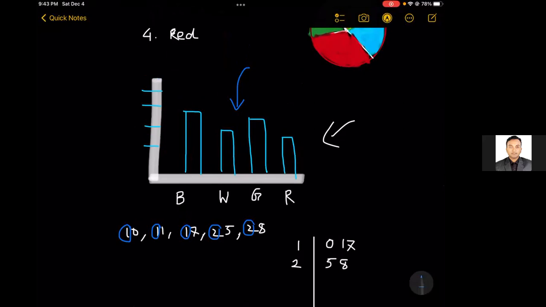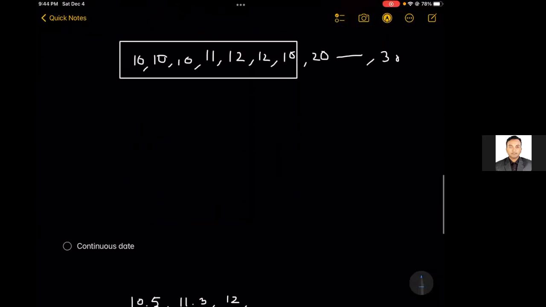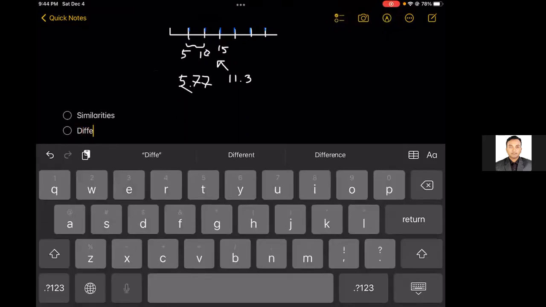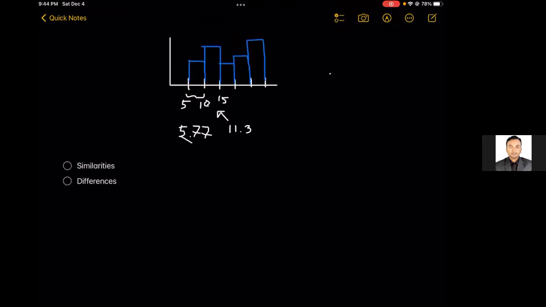And obviously, both could be used for discrete data sets. For discrete data sets, both work pretty much fine. Okay. Now, what are the differences? Let's talk about the differences of bar graphs and histograms.